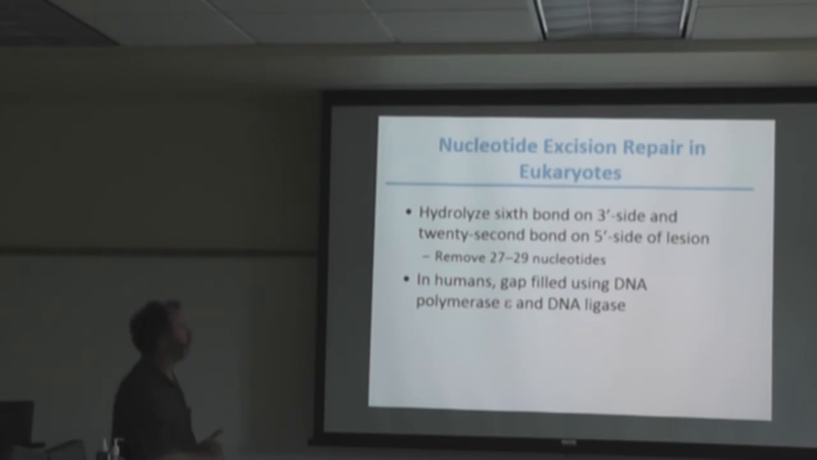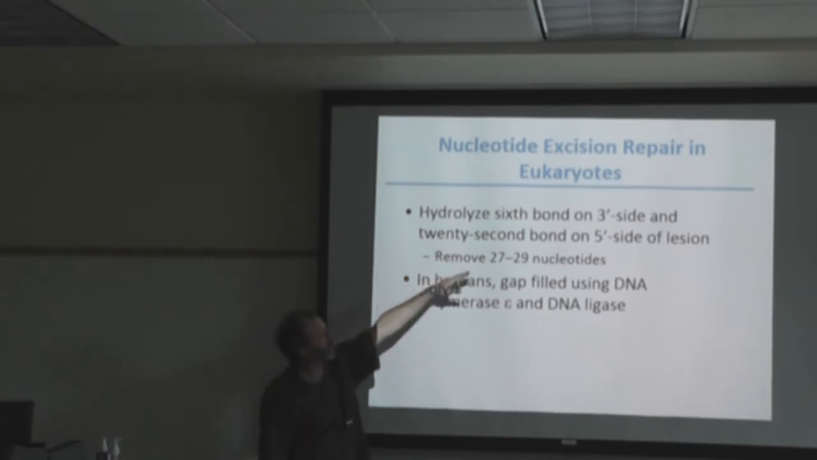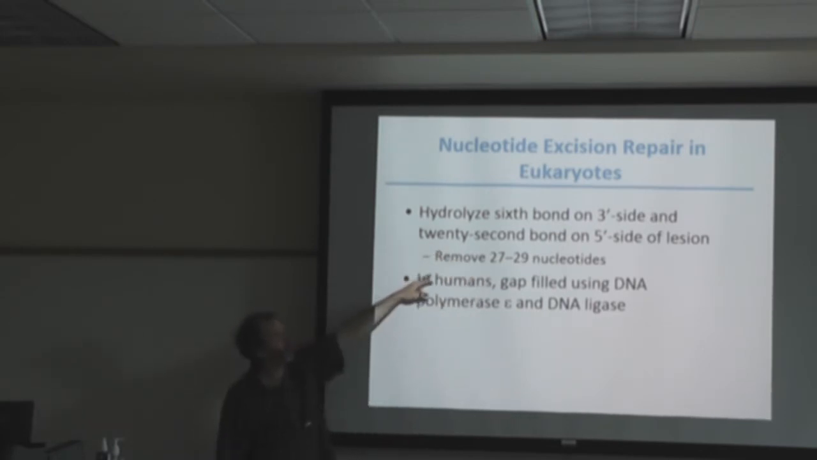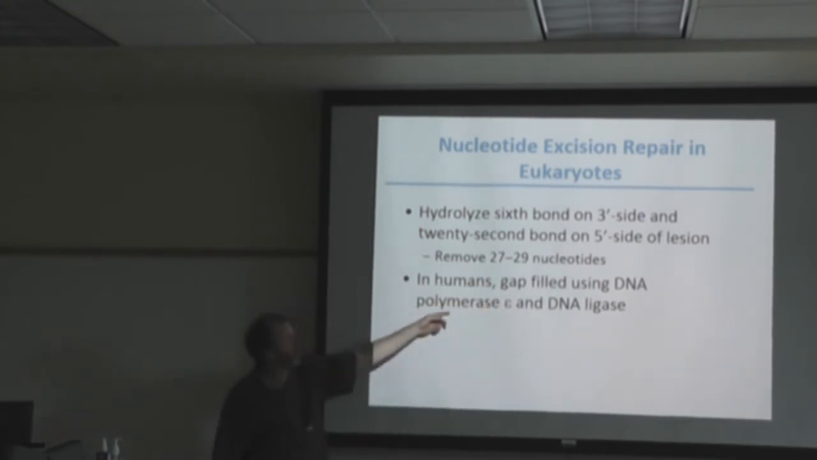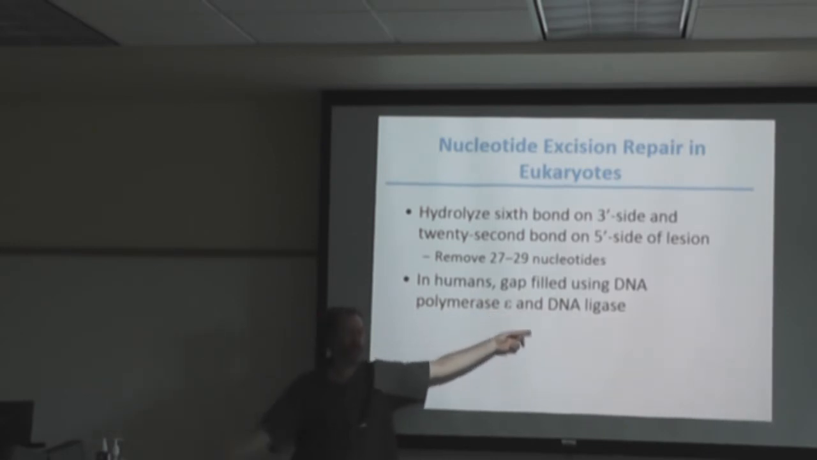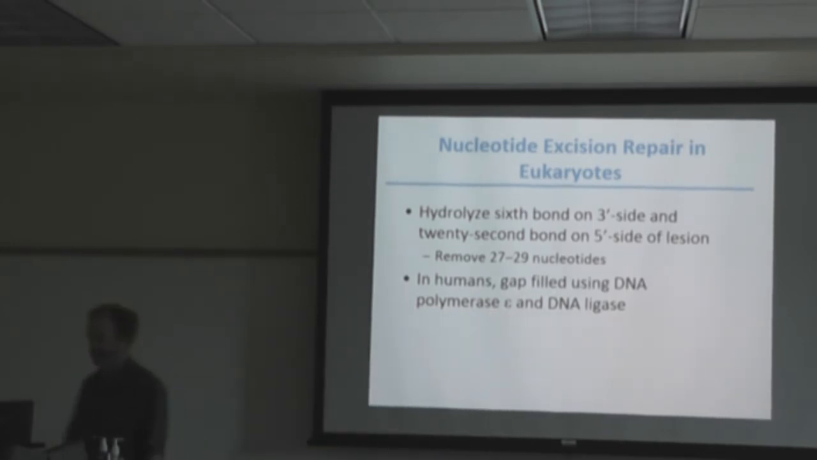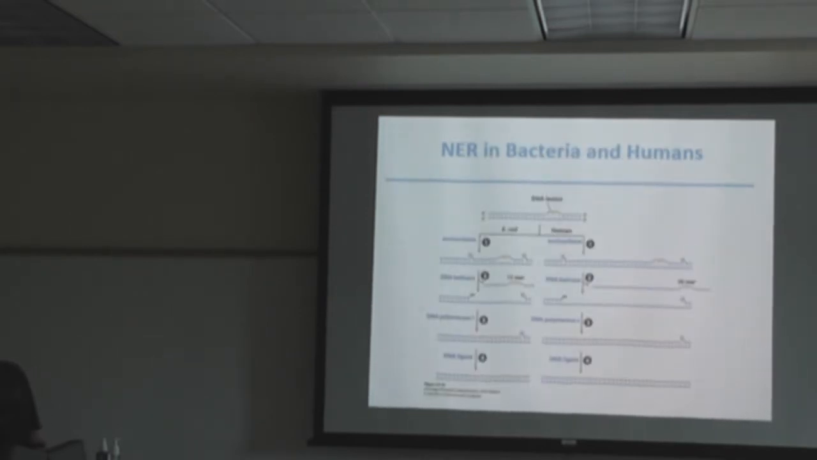Nucleotide excision repair in eukaryotes hydrolyzes the 6th bond on the 3' side and the 22nd bond on the 5' side, so it removes about 27 to 29 nucleotides. Then in humans, the gap is filled by DNA polymerase epsilon, and DNA ligase seals that nick again. This shows you in bacteria and humans.